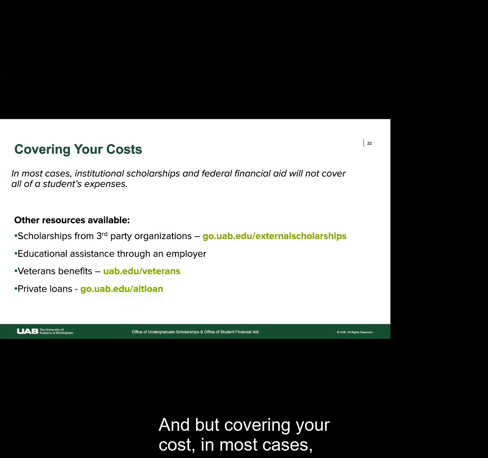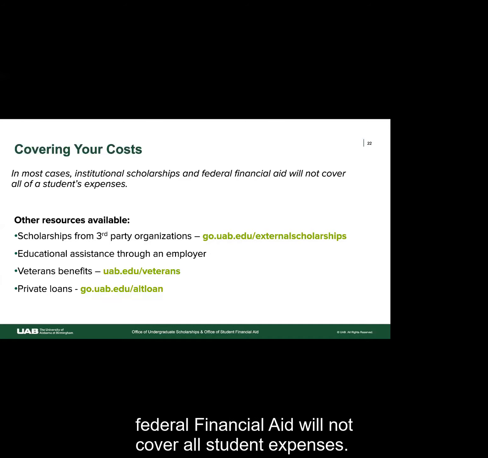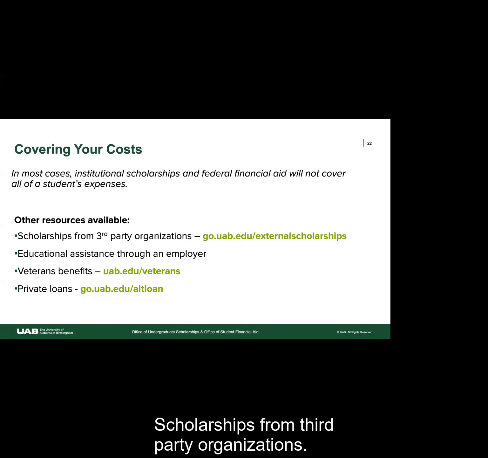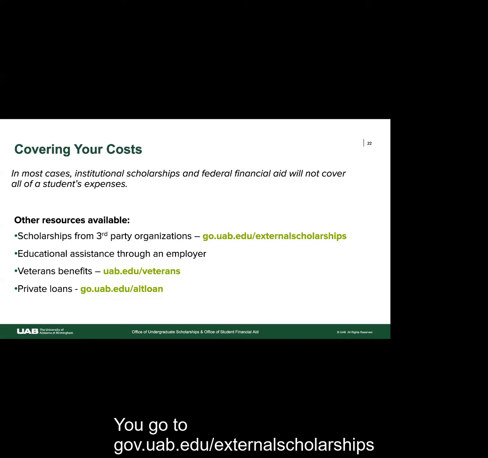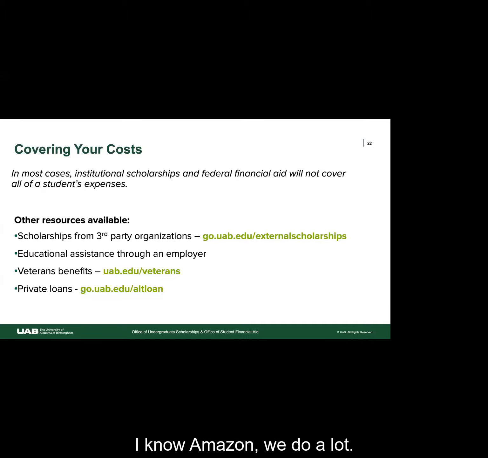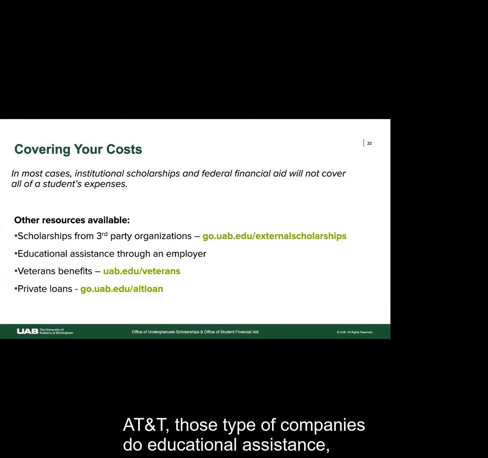All right. And for covering your cost, in most cases, institutional scholarships and federal financial aid will not cover all student expenses. In that case, we'll look into various options and other resources that are available. Scholarships from third-party organizations: you go to go.uab.edu, external scholarships, to see what's out there. Educational assistance through an employer. Any type of employer. I know Amazon does a lot. AT&T, those types of companies do educational assistance.